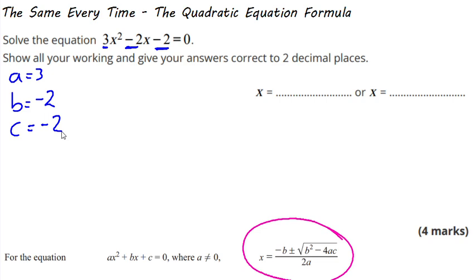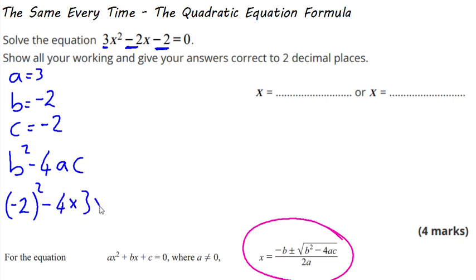If you just use the functions on your calculator to solve this, a lot of calculators can solve these. Again, that's not what they want to see. The first thing I would do for this question, making sure that I'm showing all my working, is to calculate the thing inside the square root: b squared minus 4ac. So b is negative 2, so negative 2 squared. Remember, if we're putting a number into our calculator and we're squaring it, we need to put it into brackets, especially if it's a negative. Minus 4 times a times c, which is negative 2.